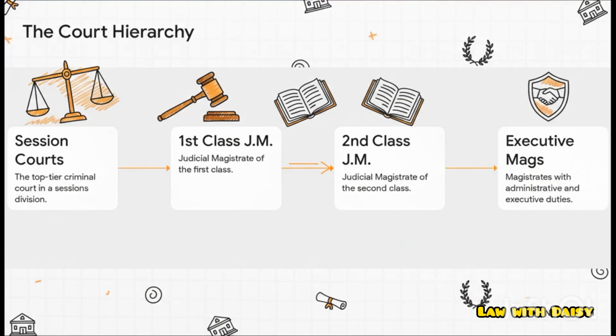You've got the courts of session at the top, followed by two classes of judicial magistrates. Now, we're not going to get into all the nitty-gritty of their powers, but just know that the first class handles more serious stuff. But then, look at that last one, kind of in its own category. Executive magistrates. This is our basic framework, the skeleton of the system.